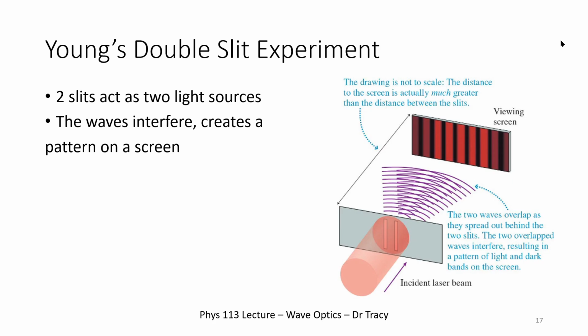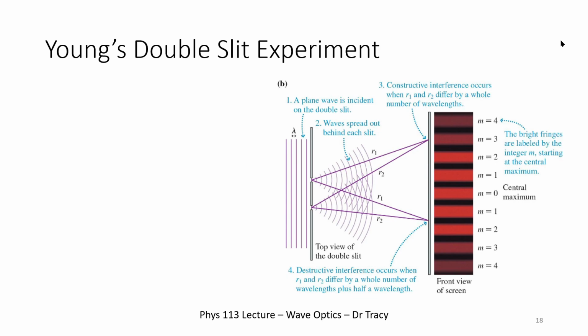Okay, so I'm going to pick up a quick recap on Young's double slit experiment, where we have the two slits acting as two light sources. Those waves produced by that diffraction interfere, creating a pattern on the screen. We demonstrated some geometry based off of that, where we labeled the individual fringes. Those are the bright marks. There are also dark fringes, but if you understand the light fringes, you understand the dark fringes. The light fringes are where you have constructive interference, whereas the dark fringes are where you have destructive interference.